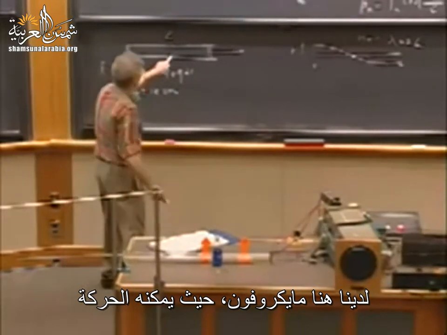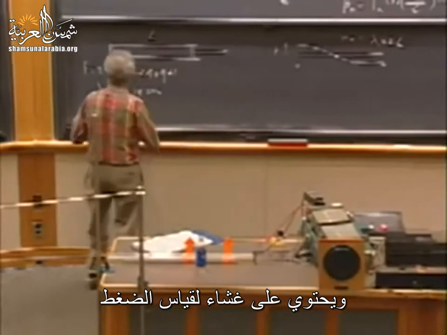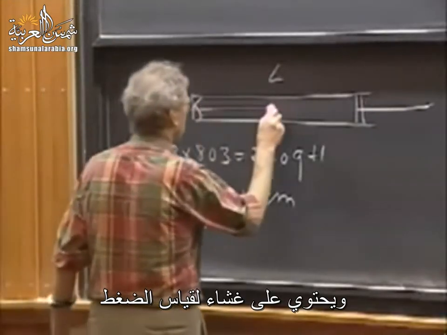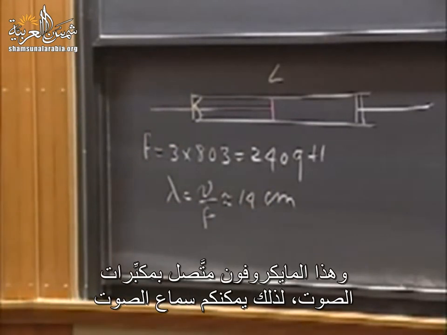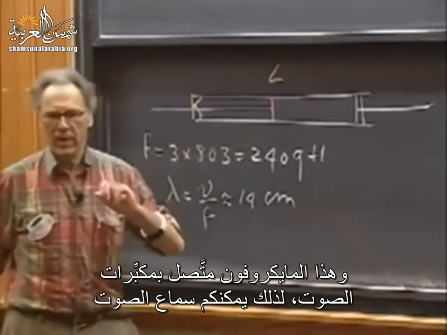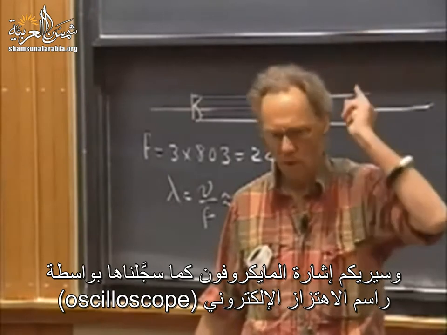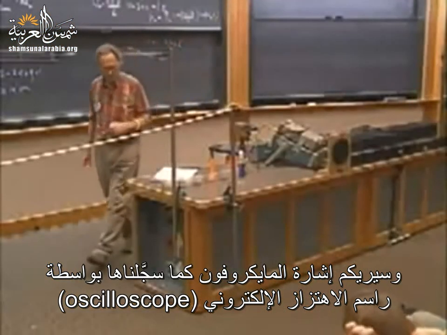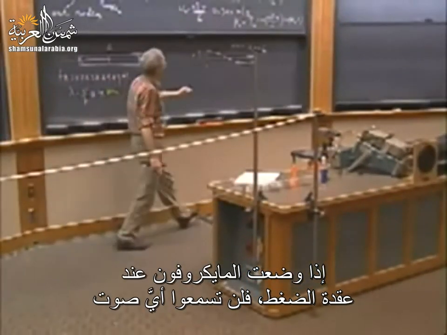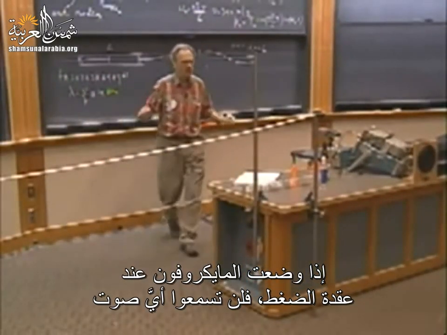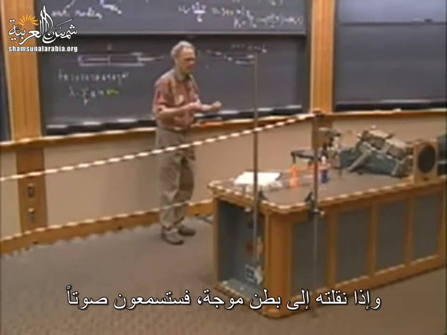In here, we have a microphone that we can move in and out, and a microphone measures pressure. So it has a membrane, and so it's sensitive to pressure. And this microphone is connected to a loudspeaker, so you can hear it. We also show you the signal of the microphone as we record it on an oscilloscope. If I put the microphone at a pressure node, you hear no sound. And if I move it to an antinode, you will hear sound.